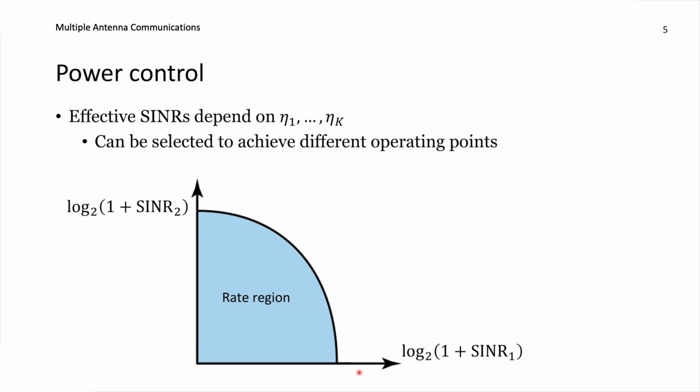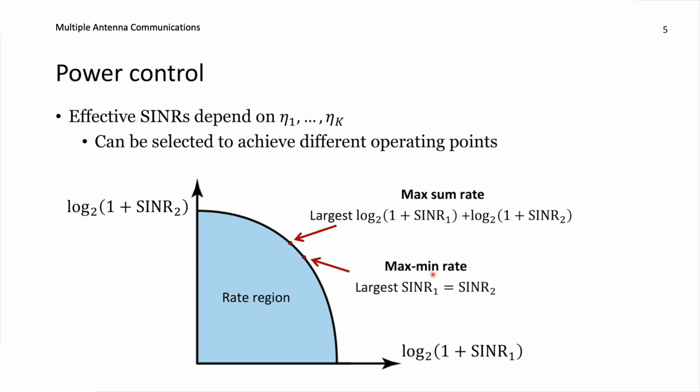One is to have the maximum sum rate. So this is this point in our case where we have the largest sum of the rate of user 1 and the rate of user 2. Another option is to give the two users the same value. SINR_1 is equal to SINR_2, or we can also say that log2(1 + SINR) is equal to log2(1 + SINR) for the other user.